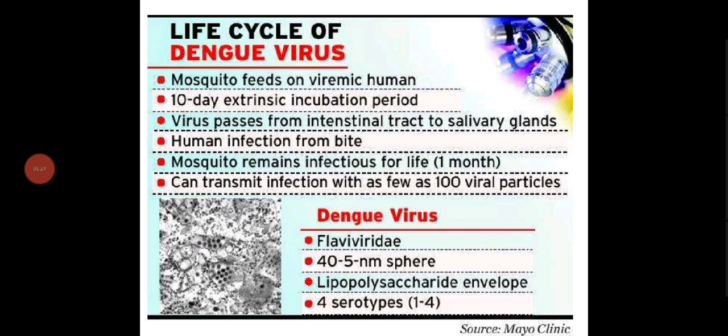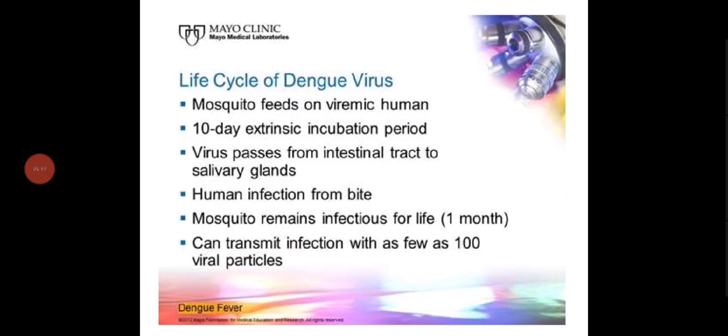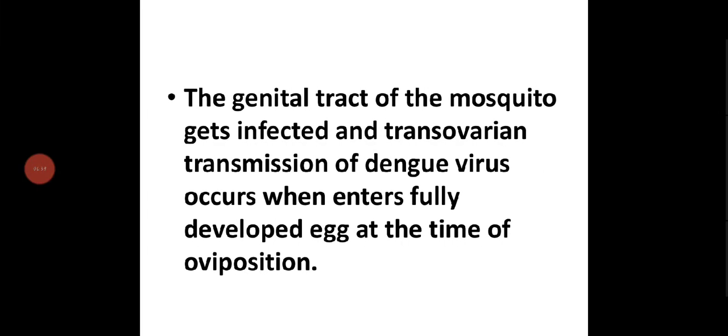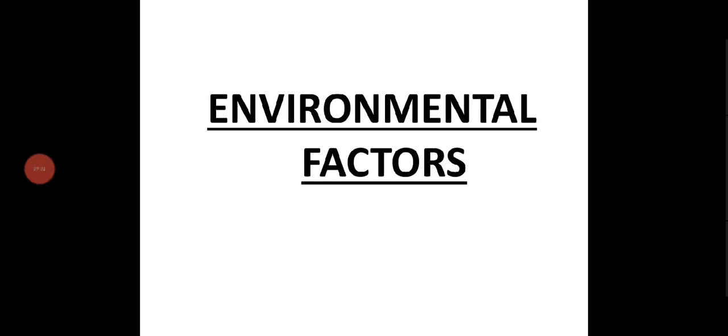So, dengue virus belongs to the Flaviviridae, a 40 to 50 nanometer sphere with a lipid envelope, and 4 serotypes. The genital tract of the mosquito gets infected, and transmission of dengue virus occurs when it enters the fully developed egg at the time of oviposition. Okay, even if it is laying eggs, those eggs will get infected. Then the born mosquito will be infective.